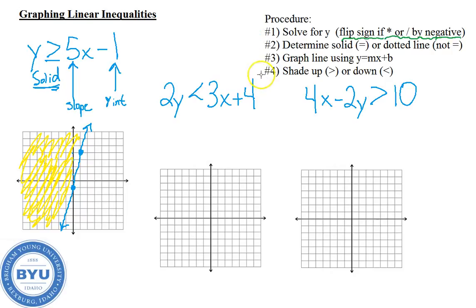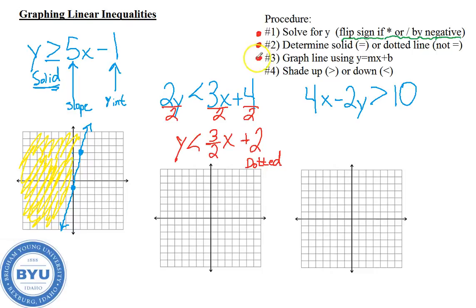We have 2y is less than 3x plus 4. I need to solve this for y. Notice that y is not by itself, so I'm going to go ahead and divide everything by 2, both sides by 2. When I do that, I get y is less than 3/2 x plus 2. Is this going to be solid or dotted? It doesn't have an equal to in here, so that means I'm going to be using a dotted line.